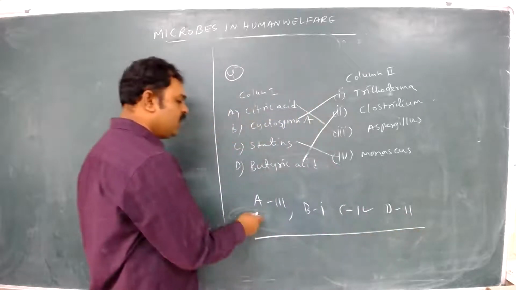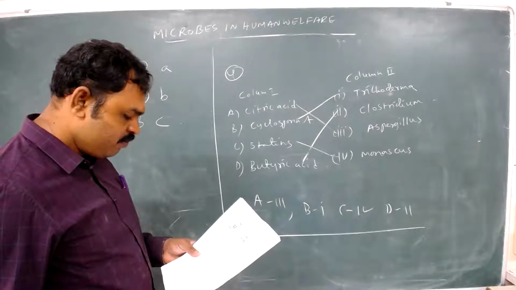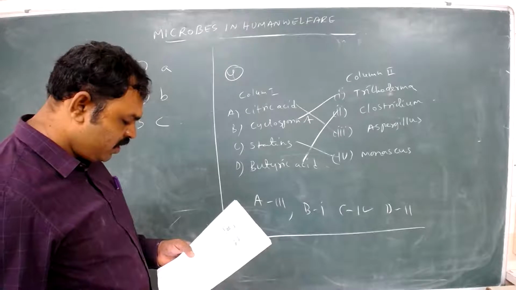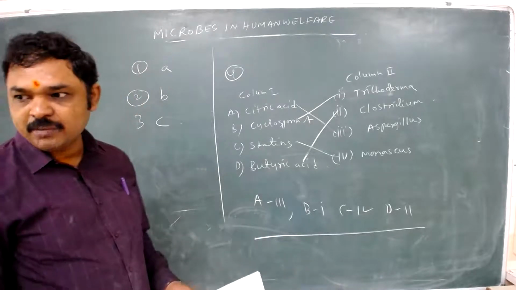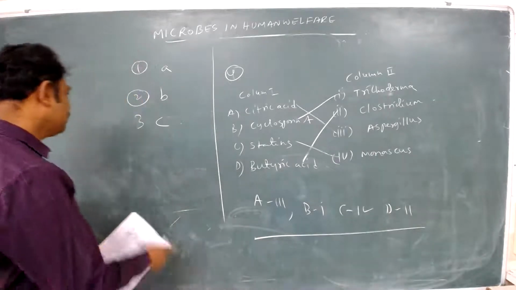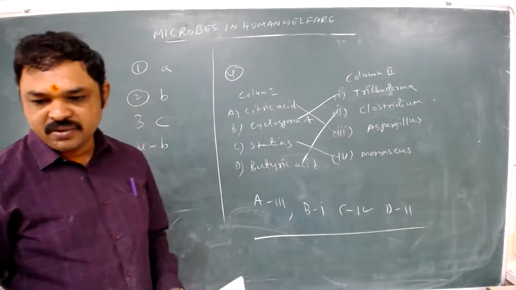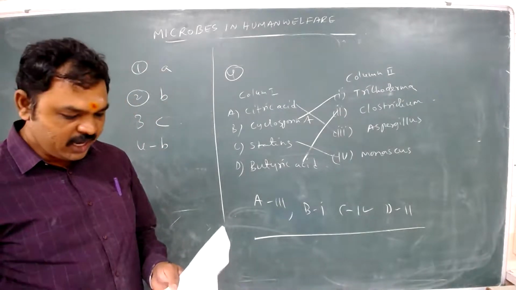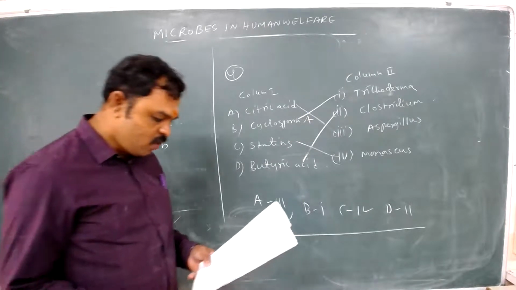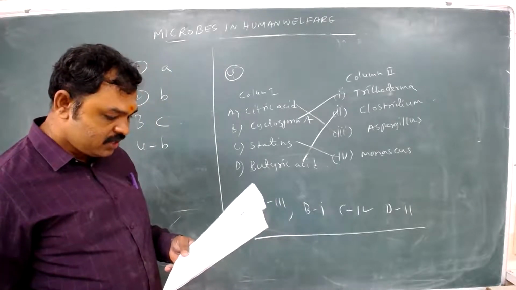So the option is A3, B1, C4, D2. Which option is given? It is the second option, which means B. So the answer to the fourth question is B. Now you have to see microbe, product and application given in the table.